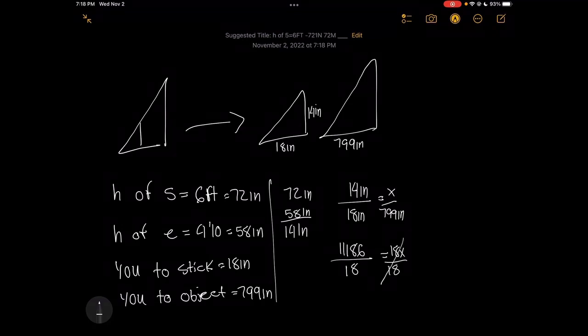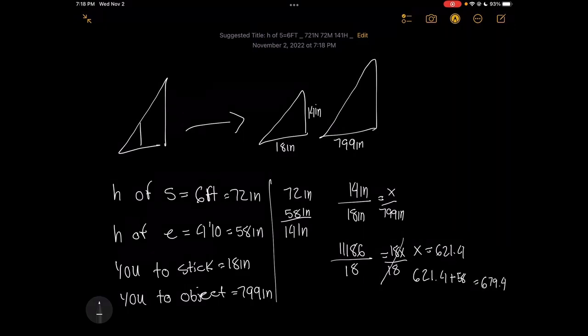You want to cancel this out. X is equal to about 621.4, and you want to take this and add it to the height of your eye, which is about 58. So doing this, you get 679.4. And that right there would be your height.